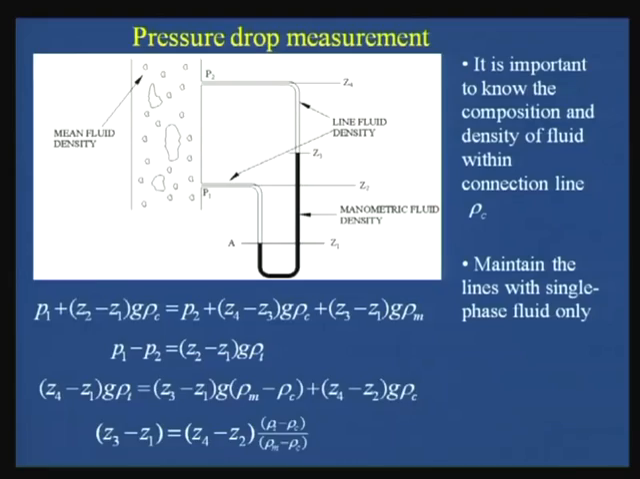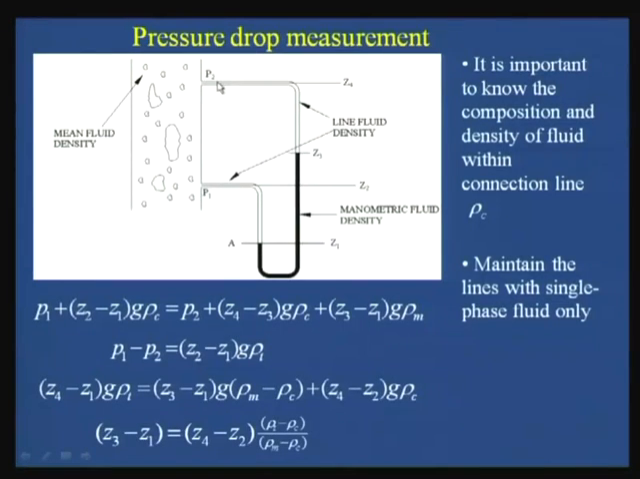Because in order to measure the pressure difference here, what do we need? We need to know the density of the fluid which is filling up the manometer lines. Now, in order to know the density, first we have to know the composition of the fluid there, and the other thing is we have to maintain a constant composition. So, there are two things. First, we have to know the composition, then we have to ensure that it remains constant throughout the time we have made the measurements.